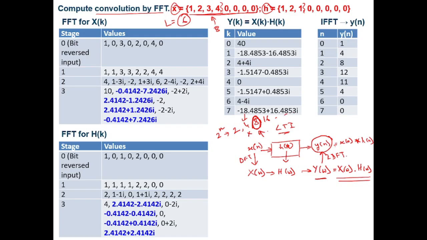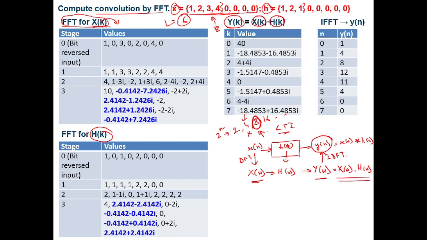Then we have to perform 8-point FFT initially to compute x of k, because k is usually regarded as the frequency domain parameter. This k is nothing but your x of omega. So we have to compute x of k, we have to compute h of k, then we have to find out y of k by multiplying. What type of multiplication? Pointwise multiplication of x of k and h of k.